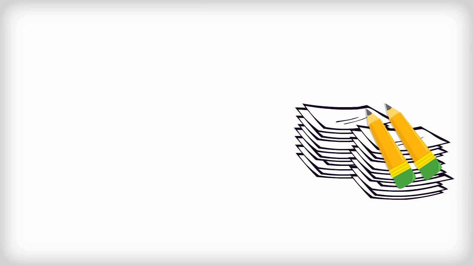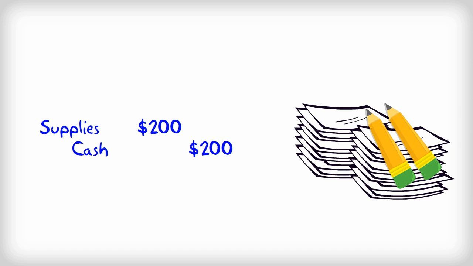Let's say that you have bought two packages of paper and two pencils. You have to record this transaction right away. You give your accountant the receipts and he records them. He tells you, you have bought supplies, which is an asset, so we will debit supplies, and you have spent cash, so we will credit cash.